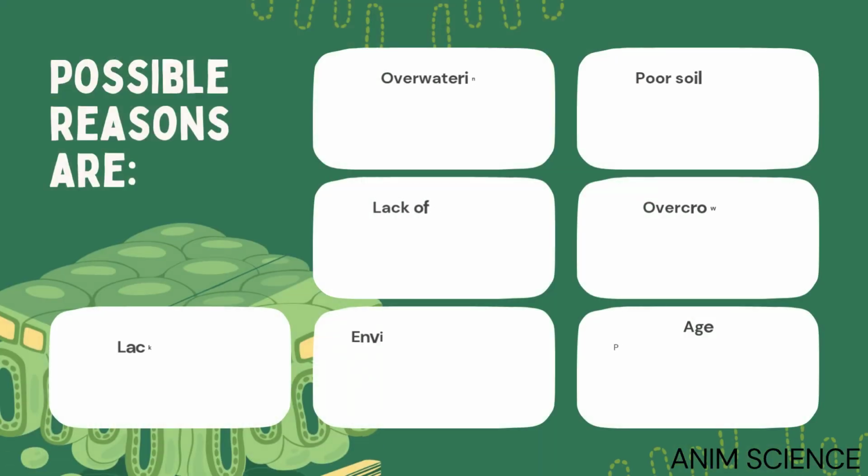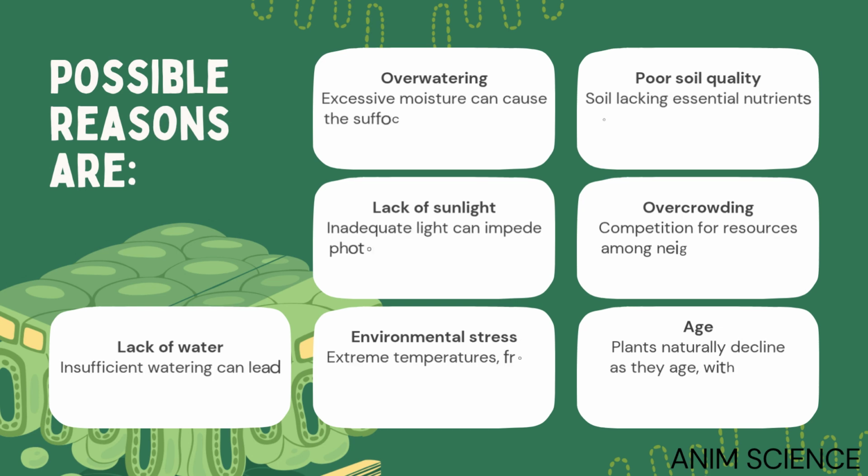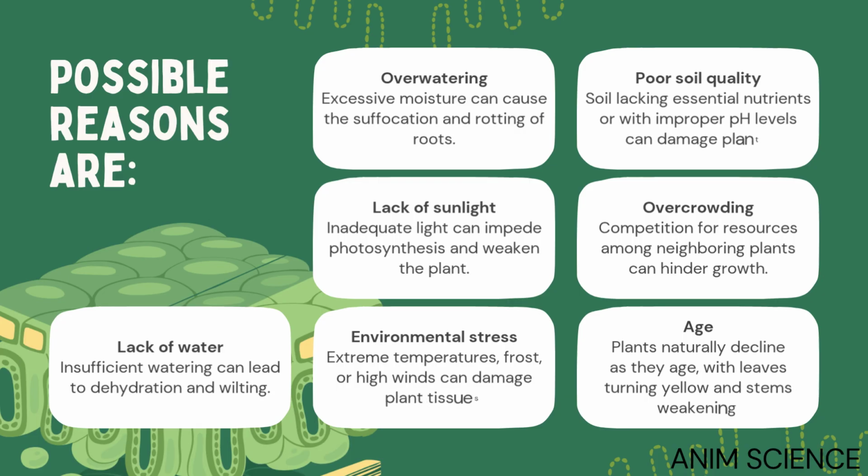Now let's look at some common reasons that can affect plant growth and reduce the efficiency of processes like photosynthesis. Understanding these factors is very important because even if all conditions seem correct, plants may still not grow properly due to these issues. Let's go through them one by one.